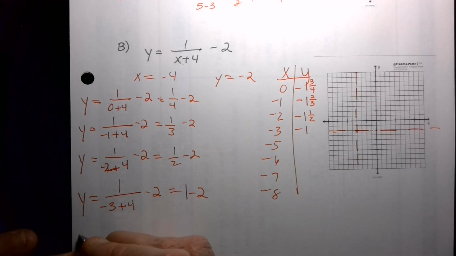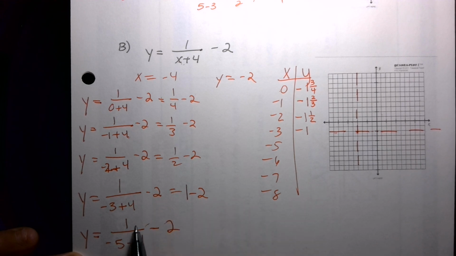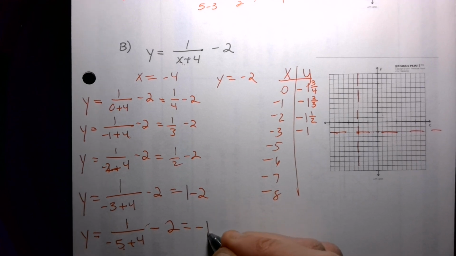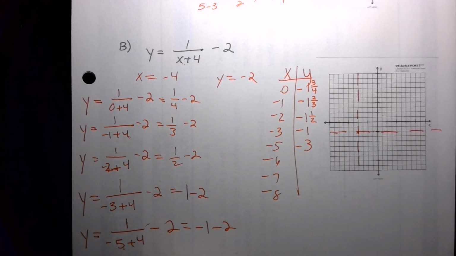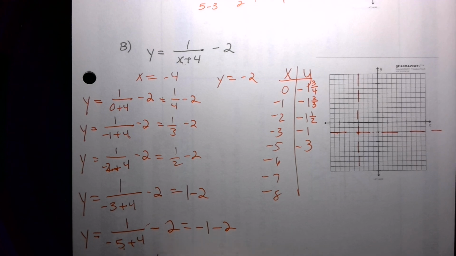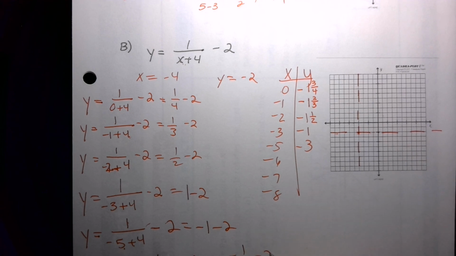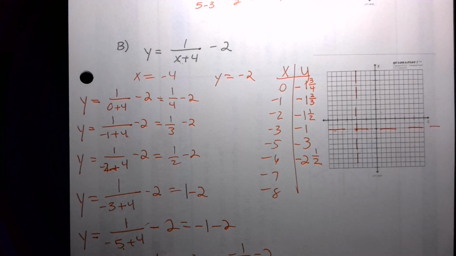Let's see. Y equals 1 over negative 5 plus 4, minus 2. So that's 1 over negative 1, minus 2. So that's a negative 3. Y equals 1 over negative 6 plus 4, minus 2. It's a negative 2. So that's a negative 1/2 minus 2. That's a negative 2.5. Oh, do you notice anything?